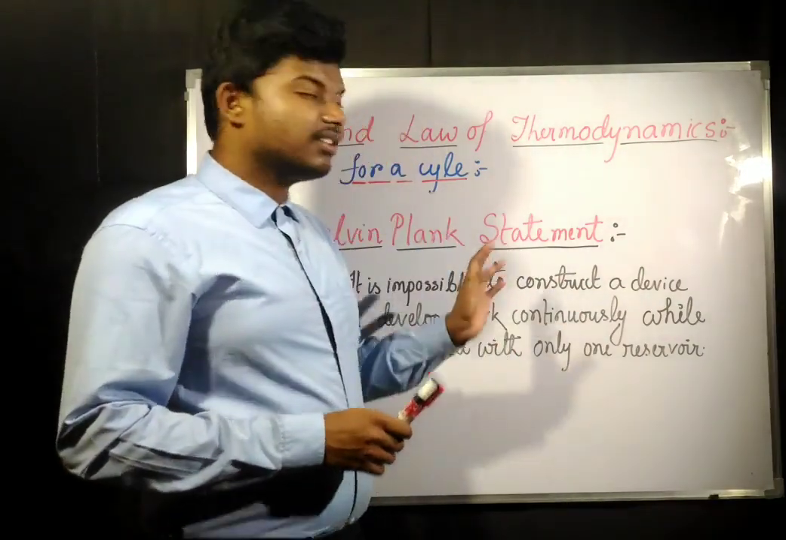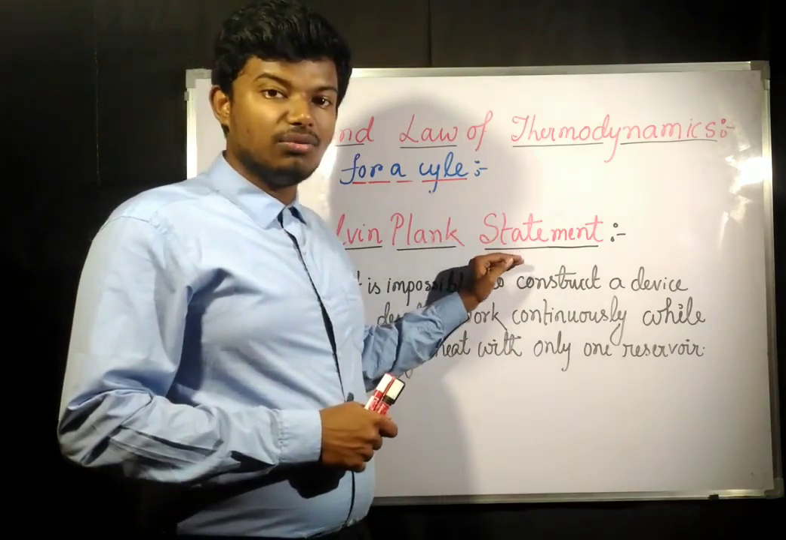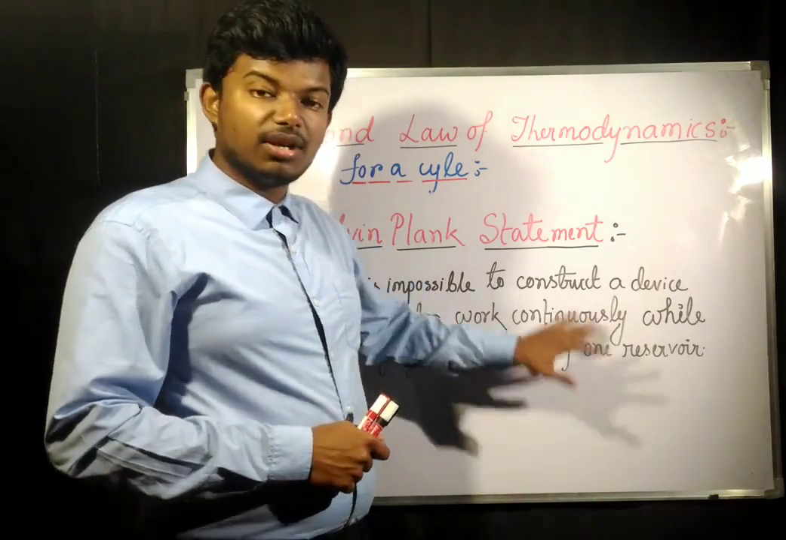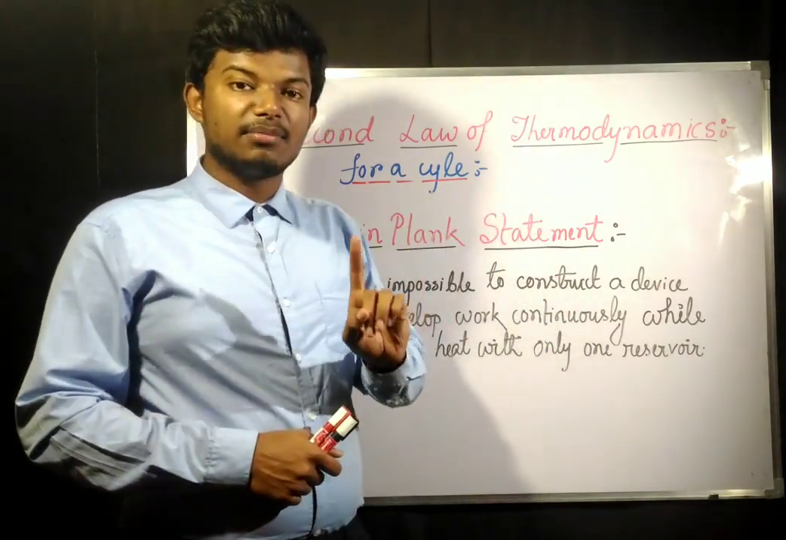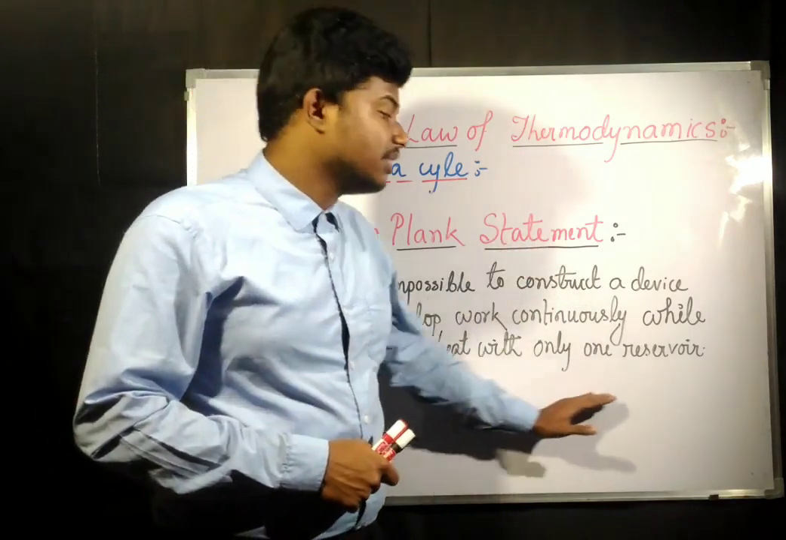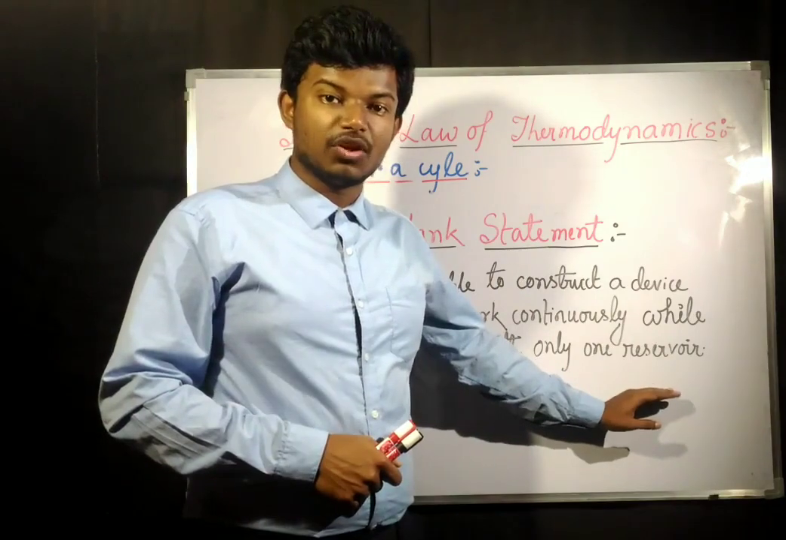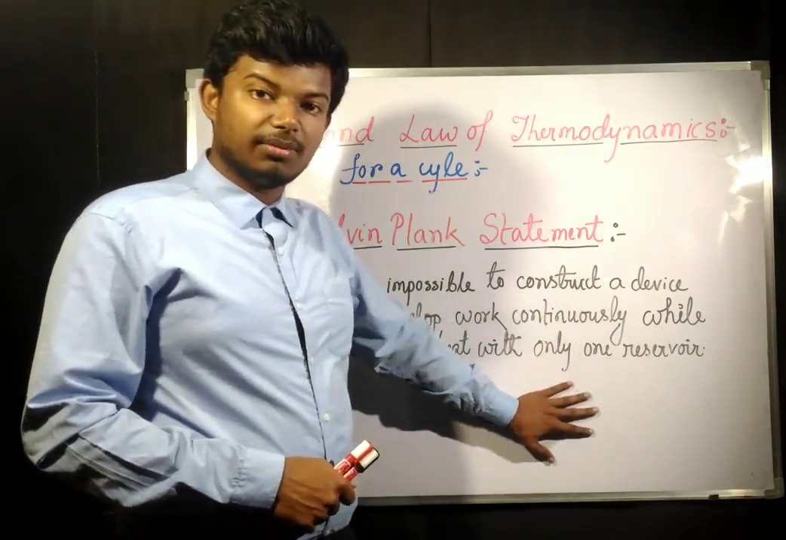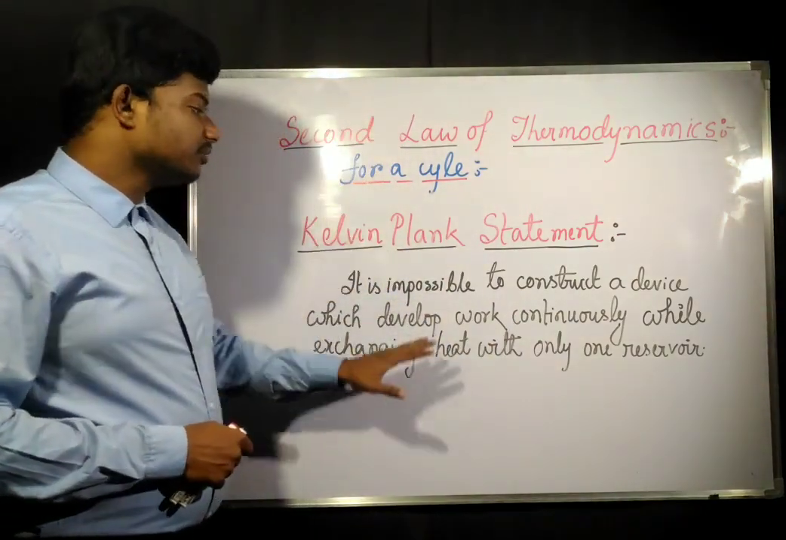Okay, so in the last case, what you have seen is that there was only one source given, and there was no sink. That means that body was completely interacting with only one thermal reservoir, that was the source, and continuous work was coming out. Now to construct that type of machine was not possible. Okay, so this is the first statement we need to know.